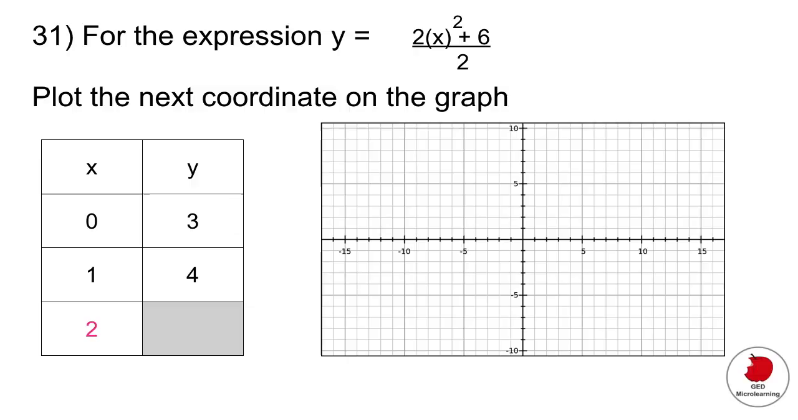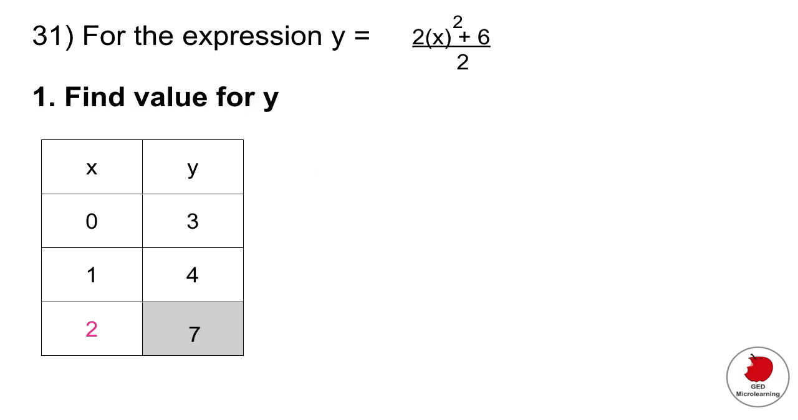Okay, we have another one, and in this case, it's a two-step question, because the first thing is that we have to find the value of y when x is equal to 2, as we did in the previous question. And then, once we have that value, we have to plot that coordinate on the graph. So let's do the first step first. We're going to find the value for y, as we saw before. We introduce the 2 where the x should be. That gives us 2 multiplied by 2 squared plus 6, which is 8 plus 6, divided by 2. That gives you 14 divided by 2, which is equal to 7.